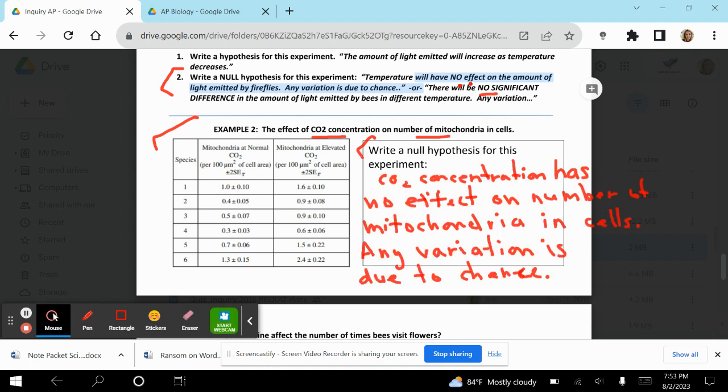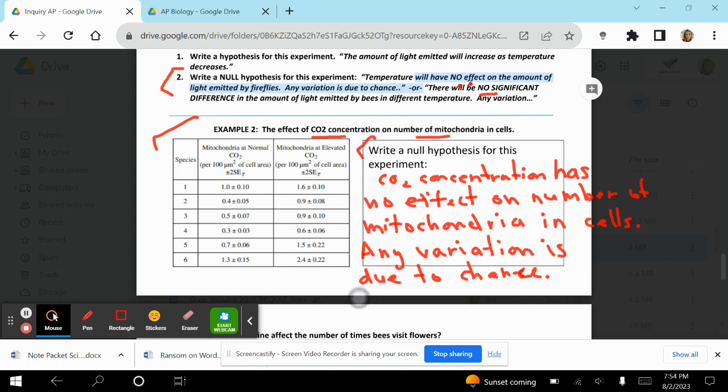I've written in a good null hypothesis for this experiment, so hopefully it matches something to what you wrote here. So again, null means no. So we're going to say that CO2 concentration has no effect on the number of mitochondria in cells. Any variation is due to chance. You could also say there's going to be no difference in the number of mitochondria in cells that have been exposed to different amounts of CO2. So either of those is a perfectly acceptable null hypothesis.